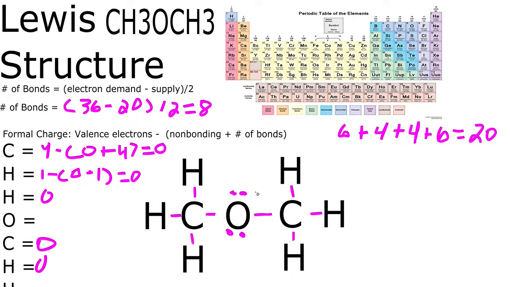Oxygen has 6 valence electrons. So we'll subtract that from our non-bonding plus our number of bonds. We have 1, 2, 3, 4 non-bonding plus 2 bonds, which is 6, minus 6, and that equals 0. So everything checks out, everything's good. So that would be your Lewis structure for CH3OCH3.